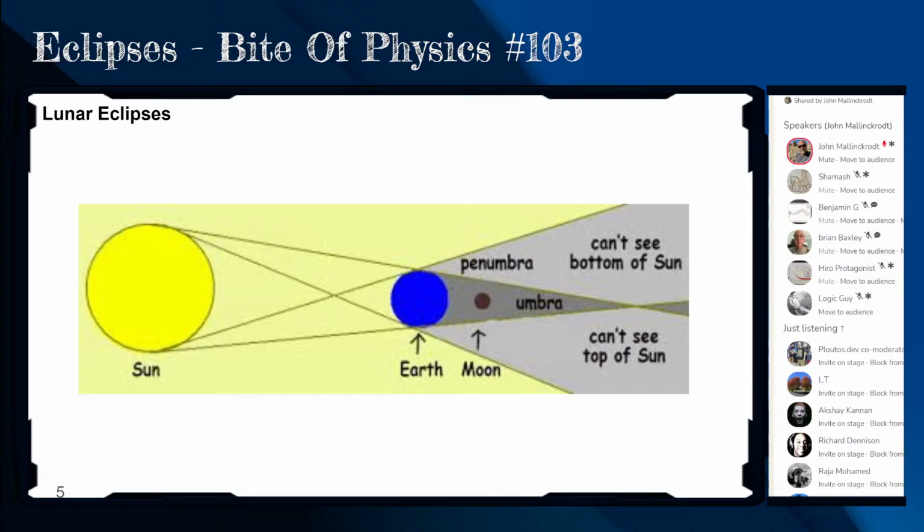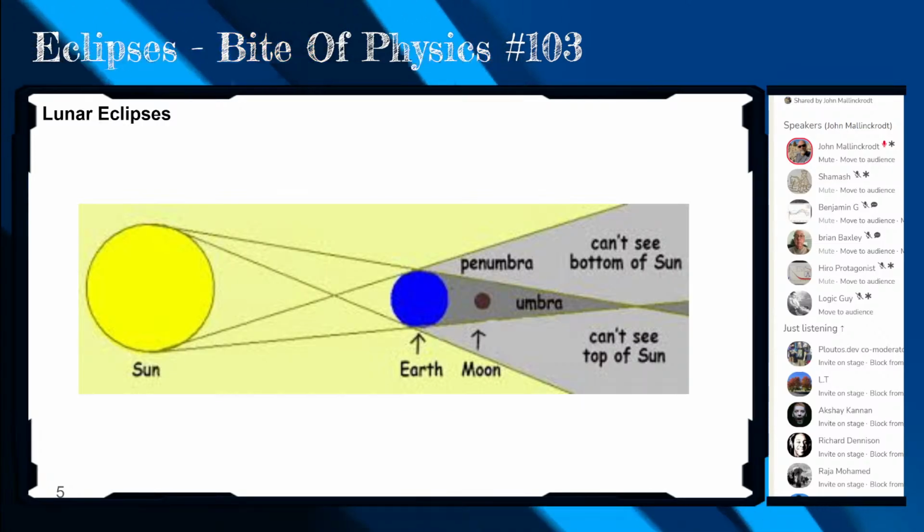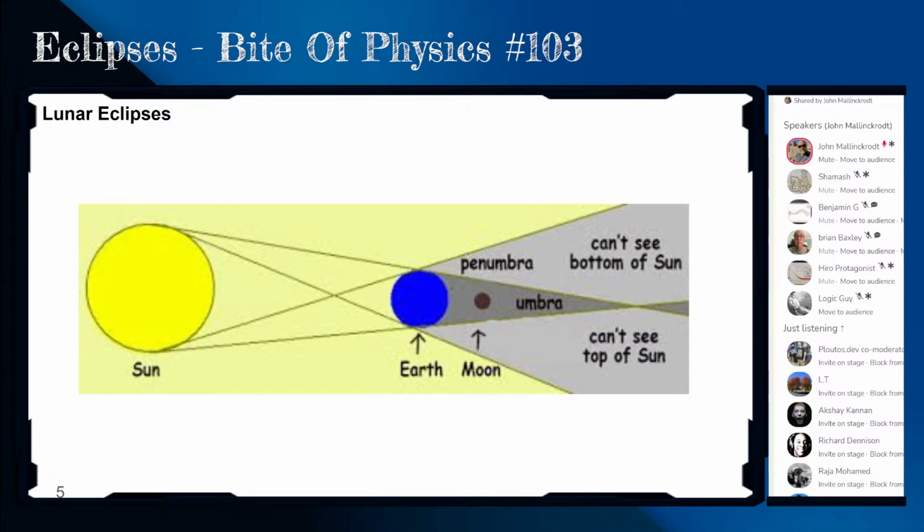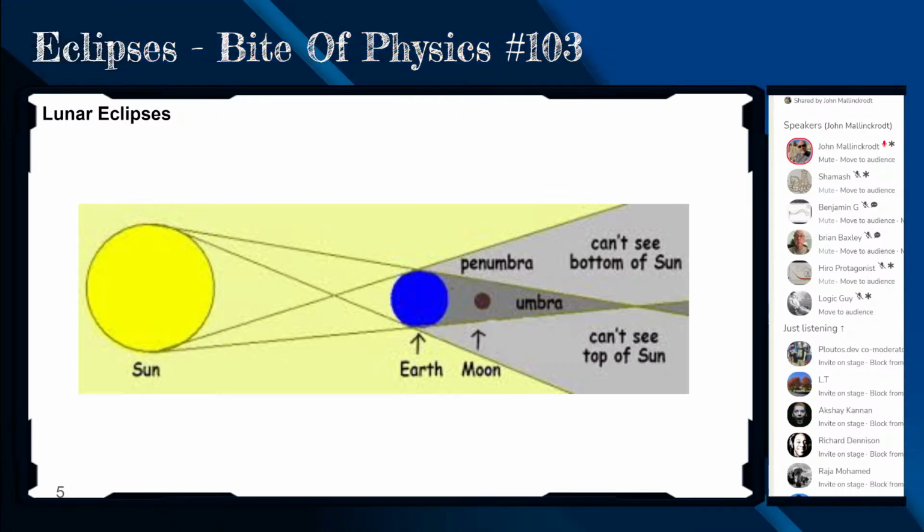Anyway, we're getting a little bit ahead of ourselves. We'll get to that in a moment. But this slide is just nice for showing umbra, penumbra kinds of things, and just remember that it's not at all to scale. Go ahead, Richard.